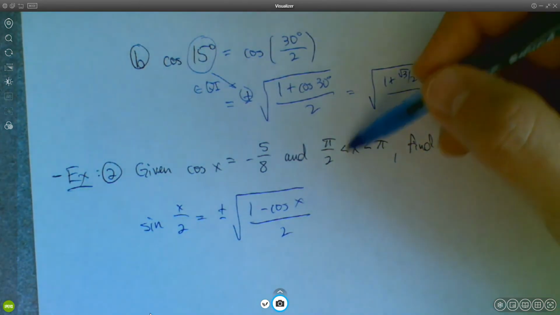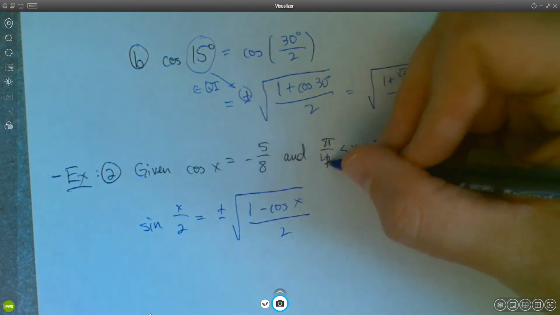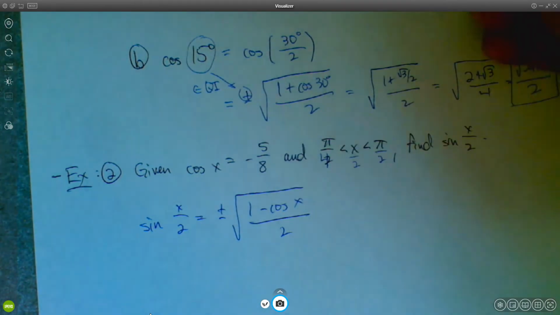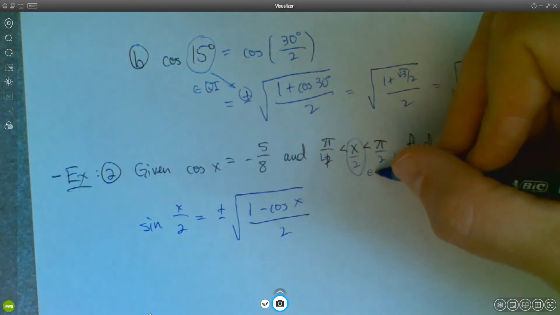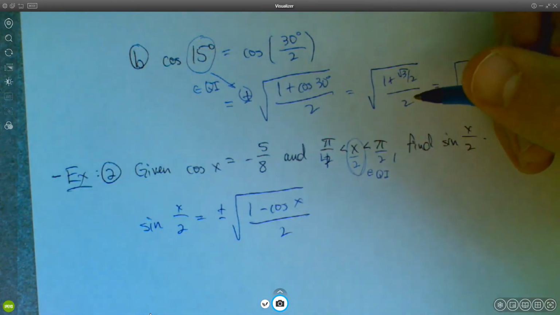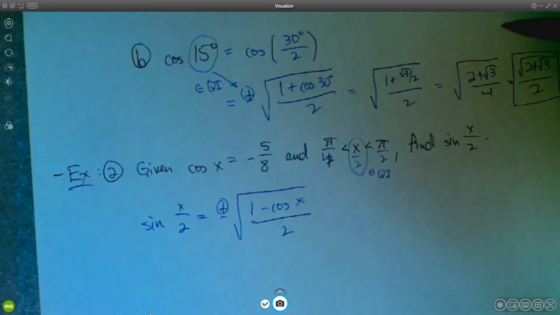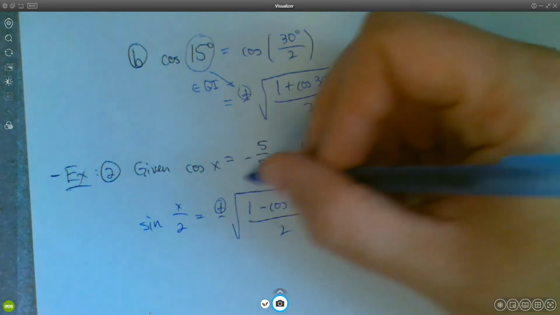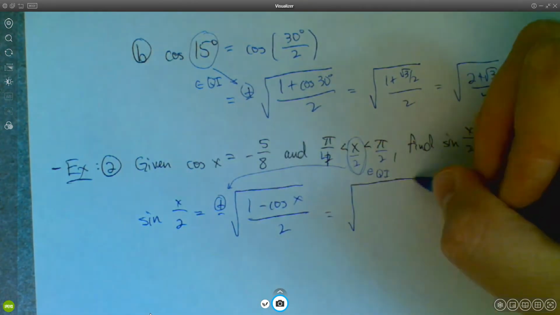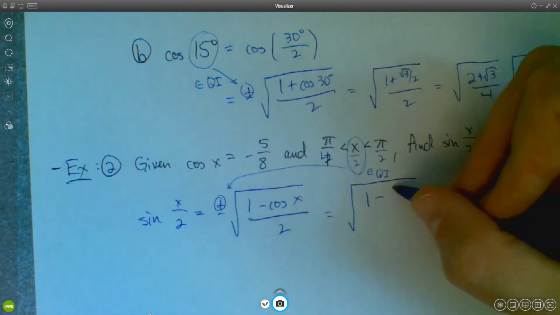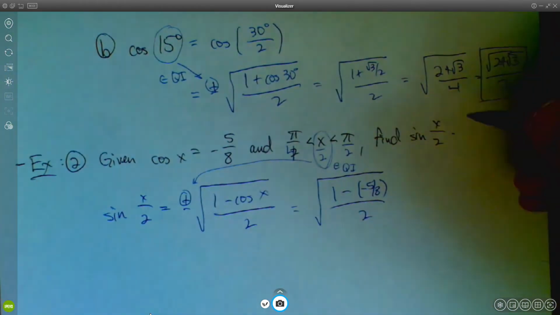Well, let's see. If we know that x is between pi over 2 and pi, then that would mean x over 2 would have to be between pi over 4 and pi over 2, which would mean that x over 2 is in quadrant 1. And since x over 2 is in quadrant 1, sine of x over 2 is going to be positive. So this is positive square root. Cosine, we're told, is negative 5/8. And the rest is history, my friends.